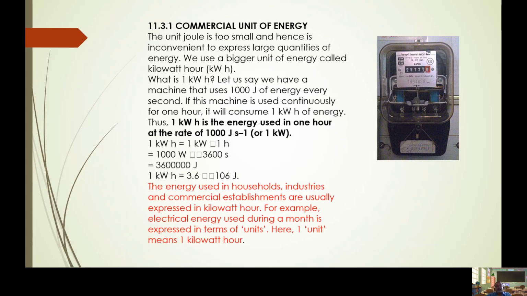The commercial unit of energy. The unit joule is too small and hence inconvenient to express large quantities of energy. So we use a bigger unit of energy called kilowatt hour. What is a kilowatt hour? Let us say we have a machine that uses 1000 joules of energy every second. If this machine is used continuously for an hour, it will consume 1 kilowatt hour of energy. 1 kilowatt hour is the energy used in 1 hour at the rate of 1000 joules per second.